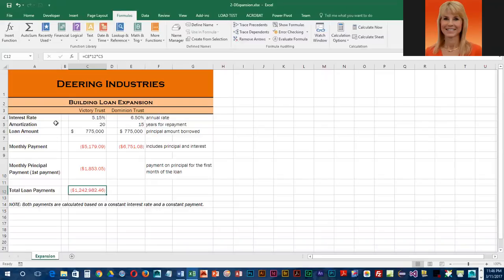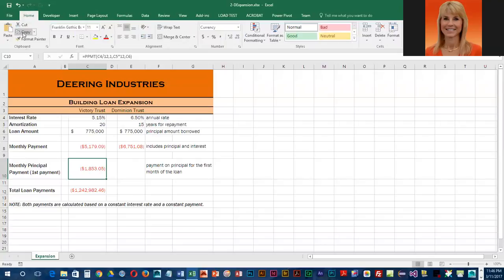And at this point, we are going to go ahead and save our changes. Now, they do want us to copy and paste so that we can compare these loans. So let's select our monthly principal here. We'll do a copy and a paste. And then we'll do the same thing down here. Copy, paste.